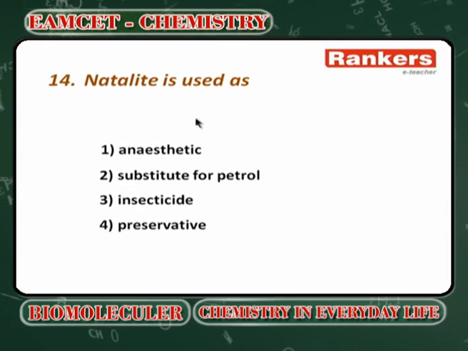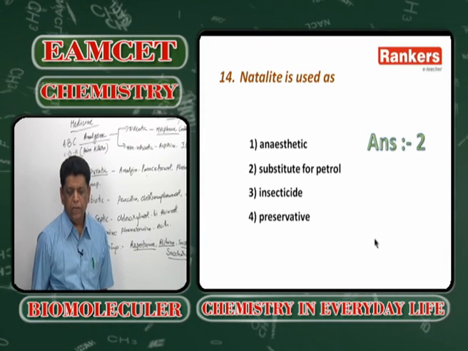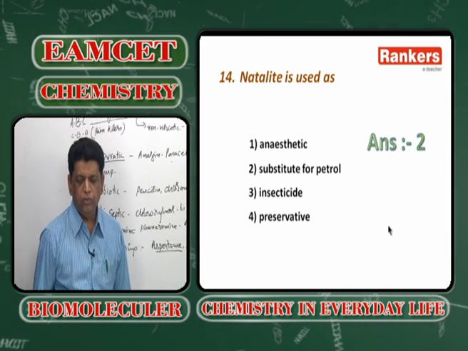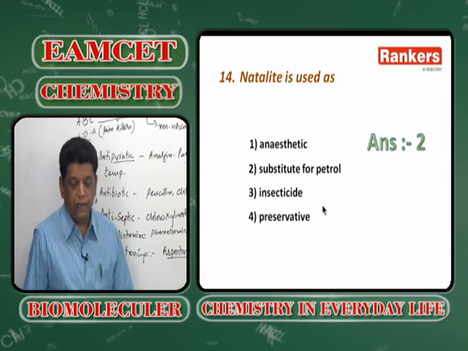Natalite is a substitute for petrol actually. It is a substance used as a substitute for petrol. It is of the hydrocarbon combustion type. It is working. Next.